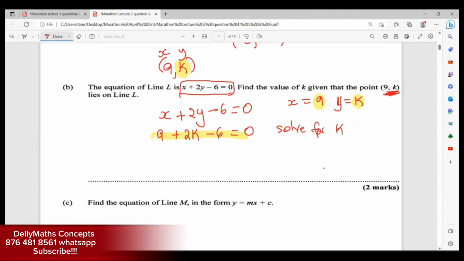Solve for K. We could just relax, put together our numbers. 9 minus 6 will give a positive 3. So the 9 with a minus 6 is a 3 right there, and this is equal to 0. We're almost there. I need to find K. So I would want to subtract 3 from both sides. So I'll have 2K equal to negative 3. Then to find K, I divide by 2. So K is equal to negative 3 over 2.